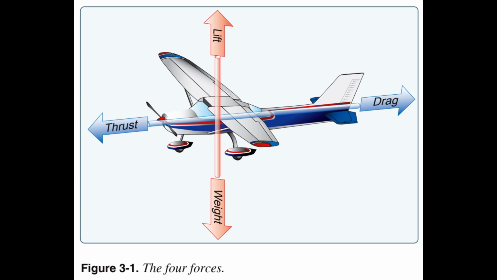Weight is the combined load of the aircraft itself, the crew, the fuel, and the cargo or baggage. Weight pulls the aircraft downward because of the force of gravity. It opposes lift and acts vertically downward through the aircraft's center of gravity, CG. Lift opposes the downward force of weight, is produced by the dynamic effect of the air acting on the wing, and acts perpendicular to the flight path through the wing's center of lift, CL.